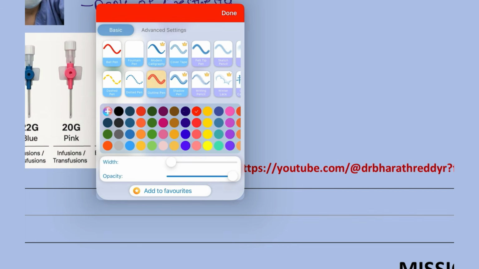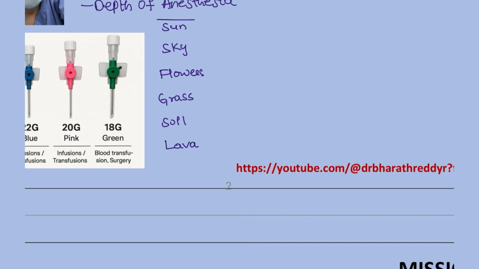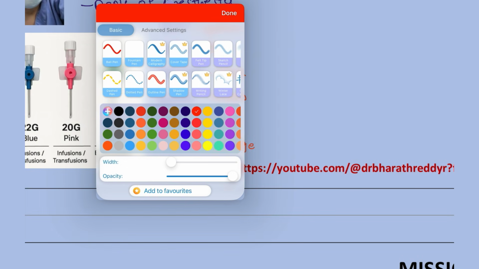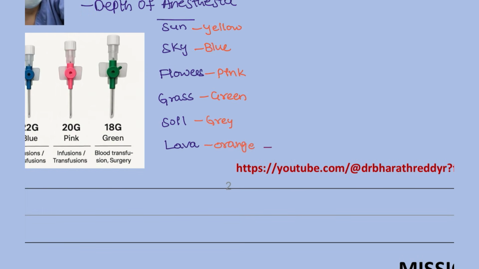Next, coming to the color coding that will be given. Lava will be in orange color, and the soil will be in gray color. Grass will be in green color, flowers in pink color, sky is blue color, and sun is in yellow color. And what is the numbering given for them? Starting with 14, it increases with a gap of 2: 16, 18, 20, 22, and this is 24.